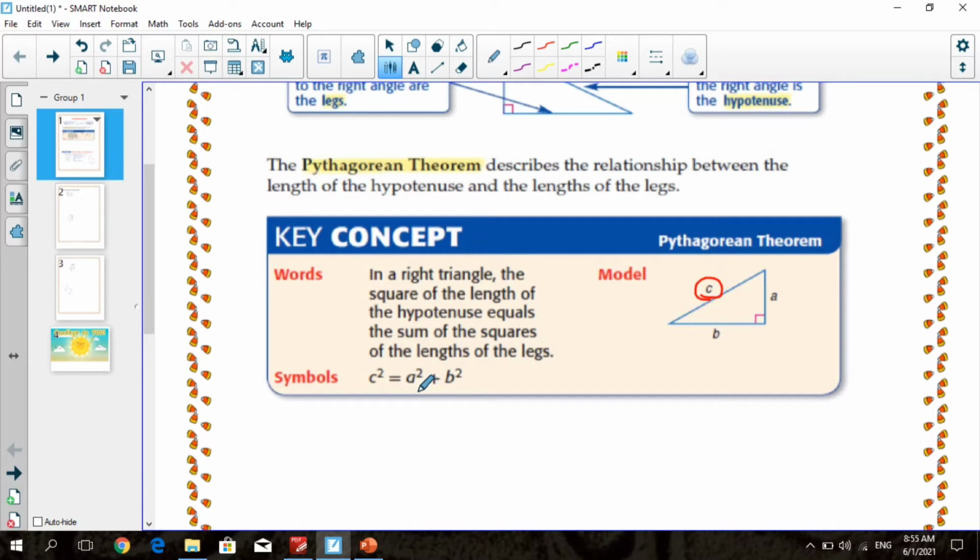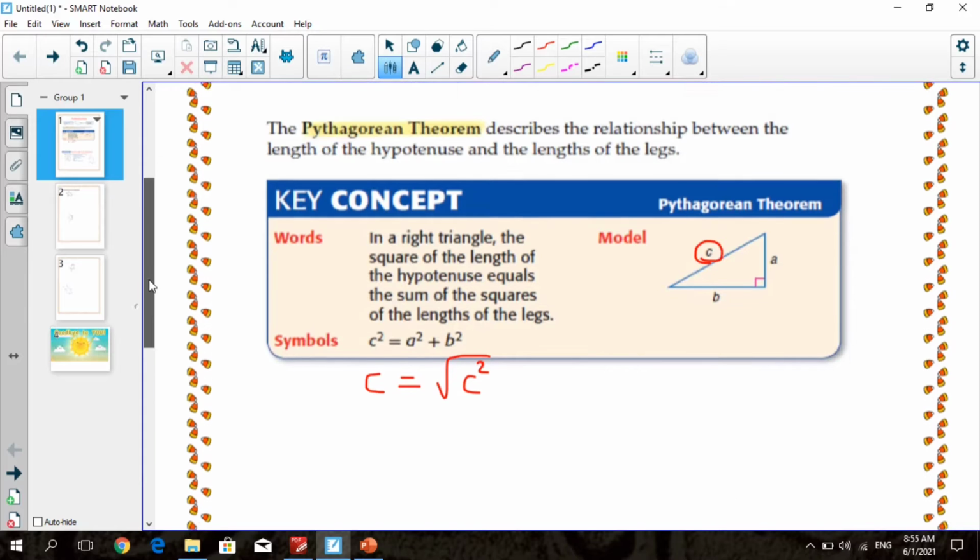Well, in the exam or in the question, he will not ask you to find C power 2 or C squared. He wants me to find the value of C. So if I want to find the value of C, it will equal the square root of C power 2. Okay? So our rule today is like that: C power 2 equals A power 2 plus B power 2. And if I want to find the value of C, it will equal the square root of C power 2. Okay? That is if I want to find the value of C.